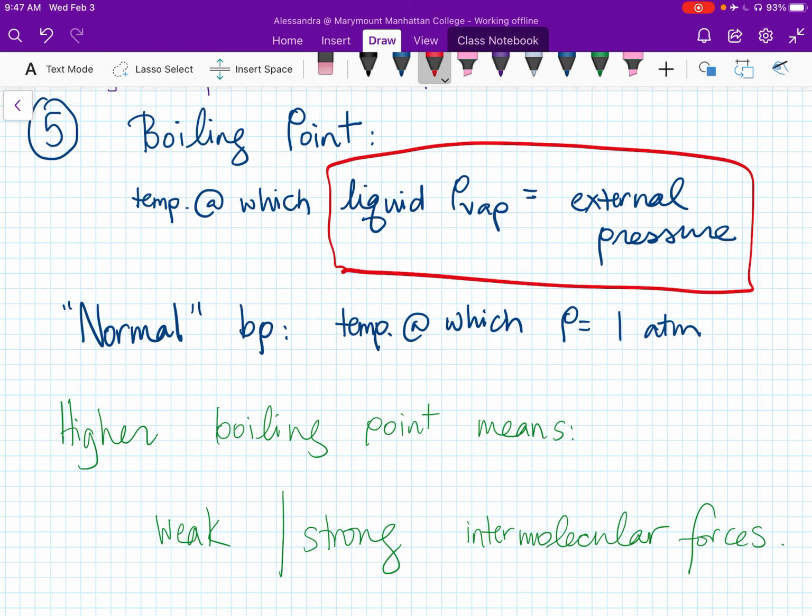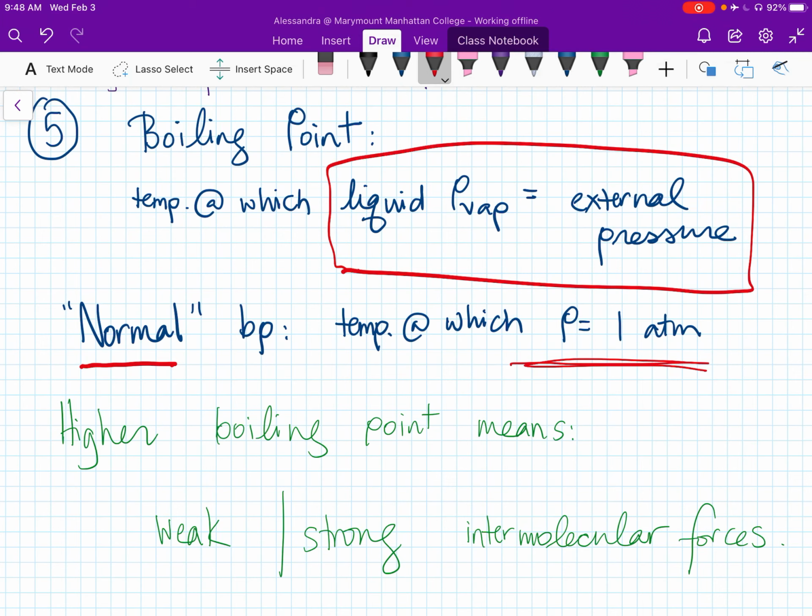Now, a lot of times we will refer to normal boiling point. That adjective, normal, refers to the boiling point temperature at which the liquid vapor pressure, or the external pressure, however you want to think about it, is equal to 1 atmosphere. So this would be sea level, right? External pressure is equal to 1 atmosphere. So usually when you're looking up boiling points of a liquid, you're referring to the normal boiling point. So the normal boiling point of water, for instance, is 100 degrees Celsius or 212 degrees Fahrenheit.